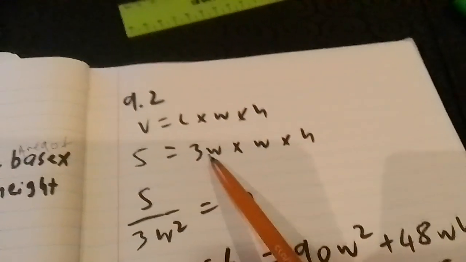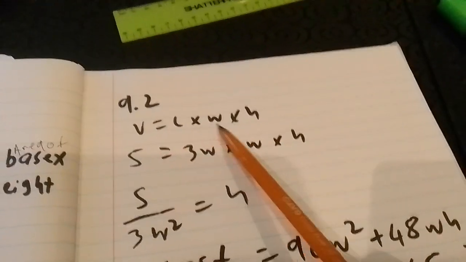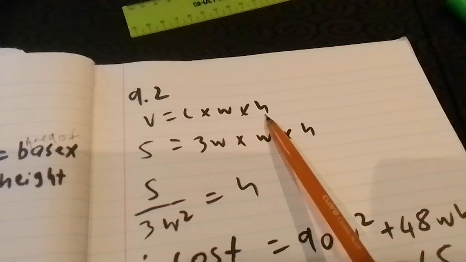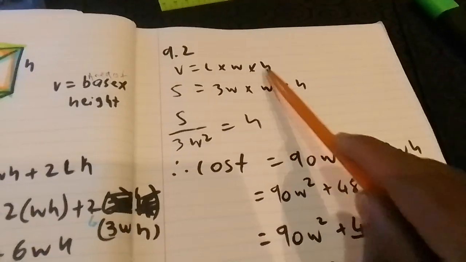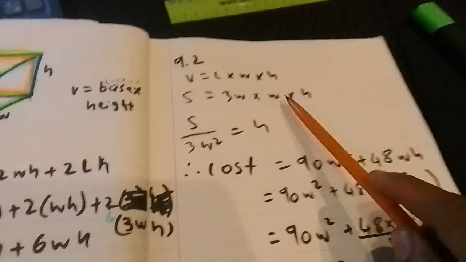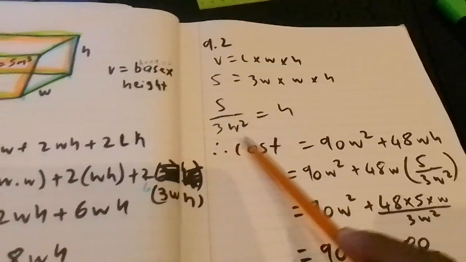So it's the area of the base, which is L multiplied by W, multiplied by the height going up. And we know that L is 3W, W is W, and the height is the height. Now we're going to find the height in terms of W.